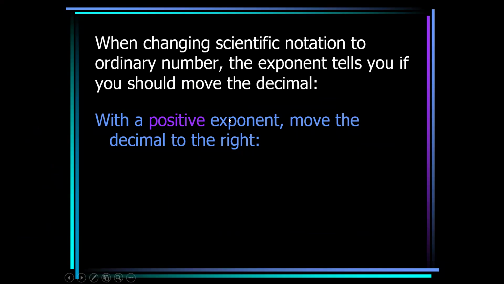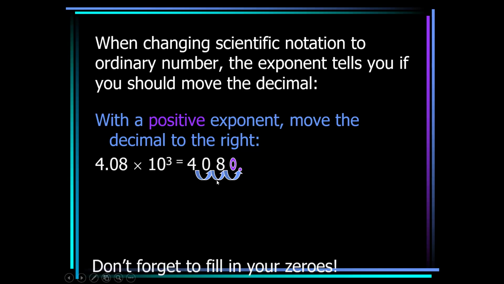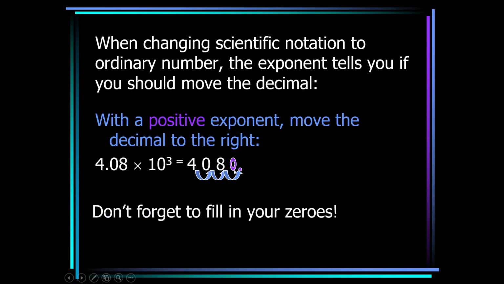Let's see, guys. With a positive exponent, move the decimal to the right. If 4.08 times 10 power 3, so the decimal goes right by how many times? 3 times. 1, 2, 3. And the decimal moves. There you go. That's the animation. So nice. That's all. So 4080. Don't forget to fill in your zeros. Okay? Fill in your zero. One only. No problem.